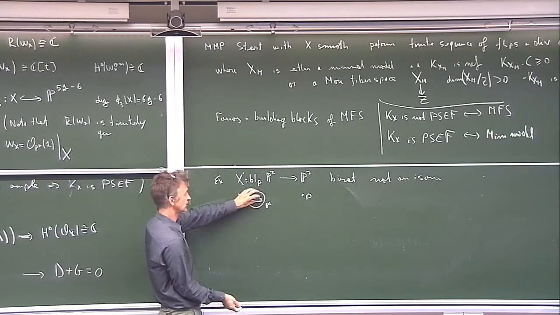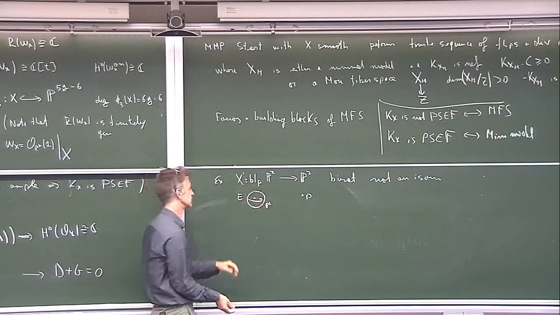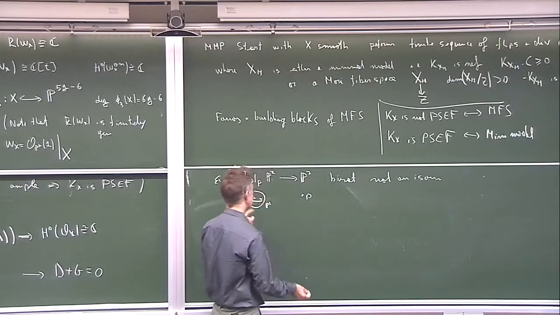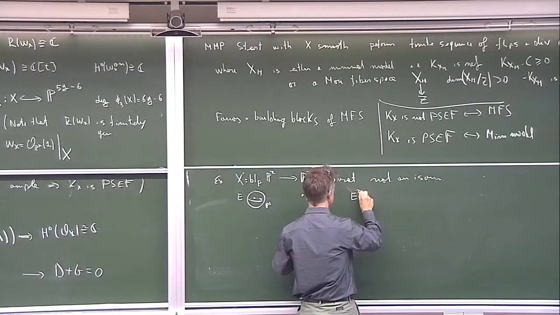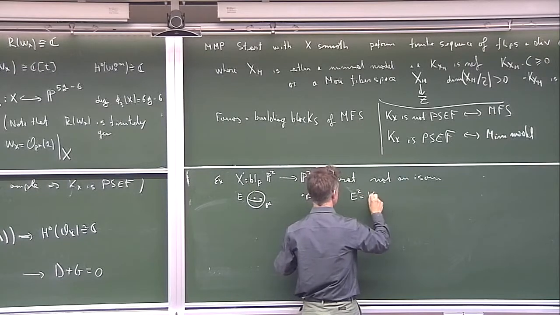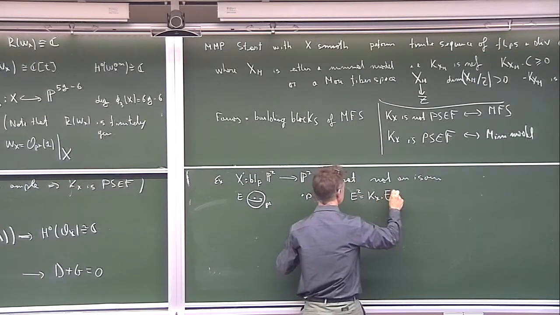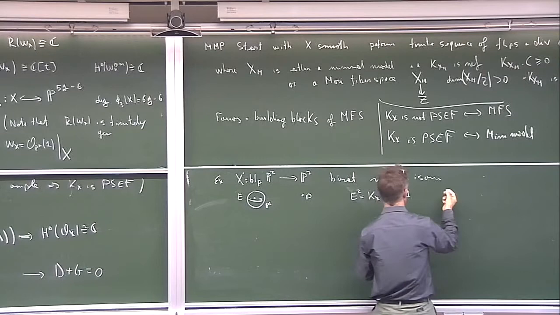So it's changing the second Betti number. The second Betti number increases by 1. We call this a -1 curve. So it has the property, this is just a local computation, E squared is the same as Kx intersect with E. This is -1. So it's called the -1 curve.